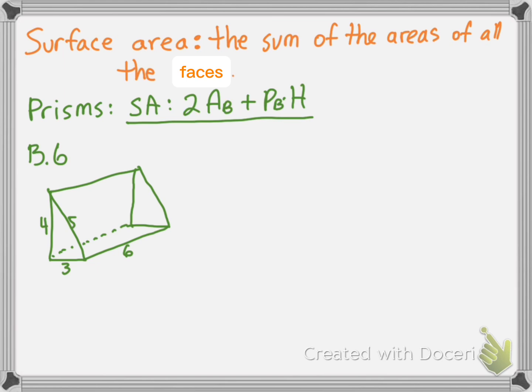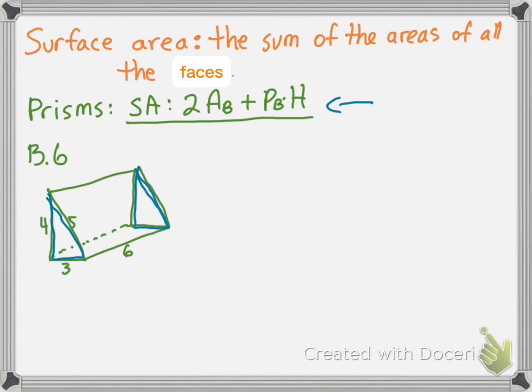Then we have surface area. The surface area is the sum of the areas of all the faces. And for prisms, specifically, and for cylinders, the formula is this one. Okay? So it's 2 times the area of the base. Why? Because we have 2 bases. We have this base and this one, which is a triangle.